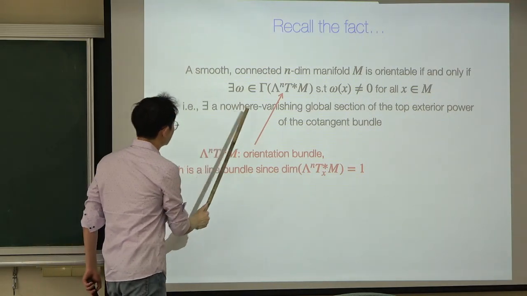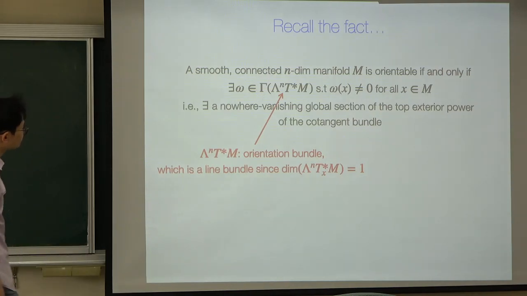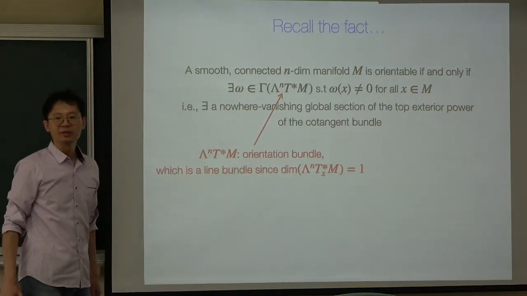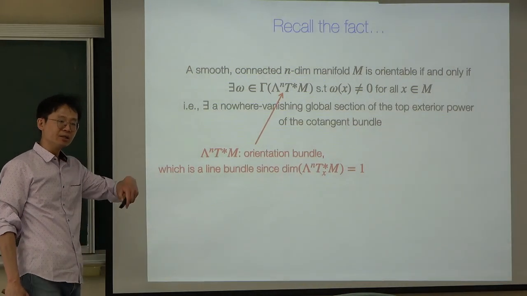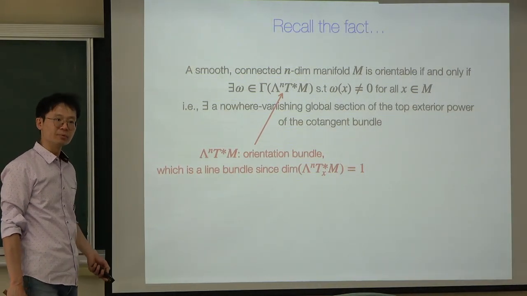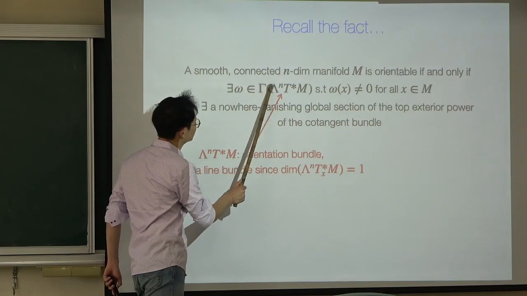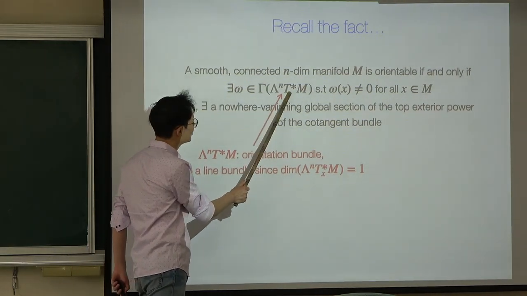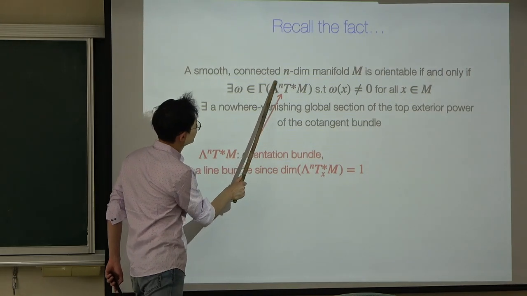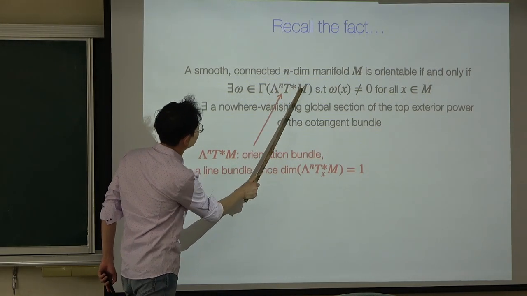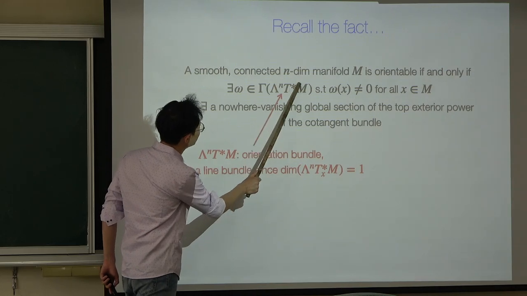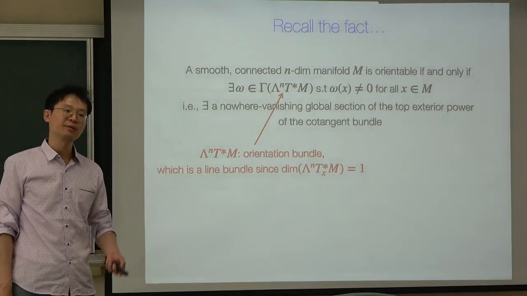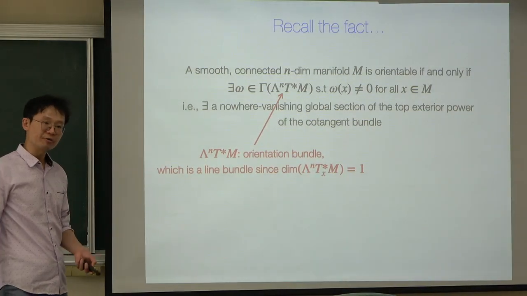Okay? And this is kind of the overall idea and the theory underlying this algorithm. And this is the bundle that we are working with, which is dimension 1. You know, this exterior derivative, exterior power of the cotangent bundle. This is dimension 1. So what you have is actually a non-trivial bundle if the manifold is non-oriented.